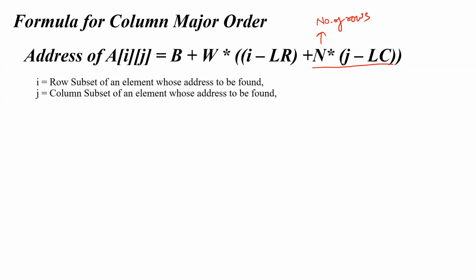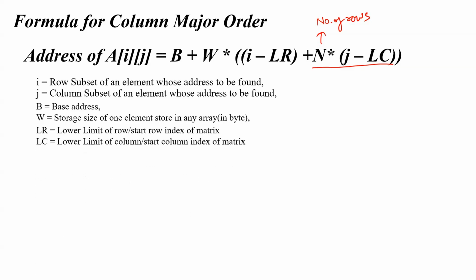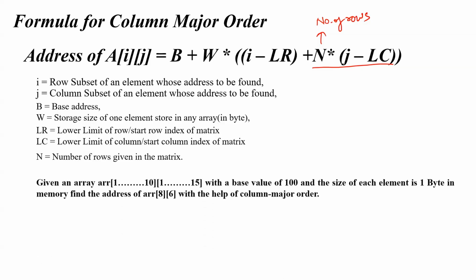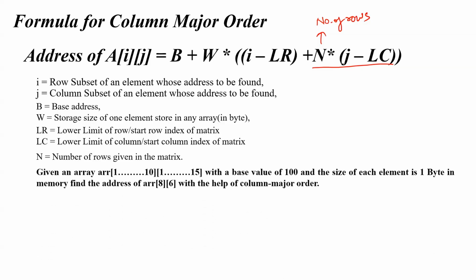So I and J are the indexes for which we want to find the answer. The base address is B, W is the size of a particular element, and LR and LC are the lower limit of the rows and columns respectively. N is the number of rows. So let's check the formula and we will find the answer. You may pause a little bit and find out the answer for this question.